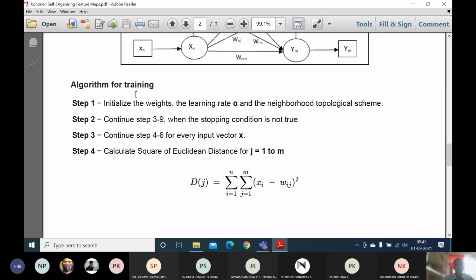This is the algorithm. Step number 1, initialize the weights, the learning rate alpha and the neighborhood topological scheme. Step number 2, continue steps 3 to 9 while the stopping condition is not true. Step number 3, continue steps 4 to 6 for every input vector x. Step number 4, that is nothing but your discriminant function, which is the Euclidean distance method: dj equals the sum of (xi minus wij) whole square.